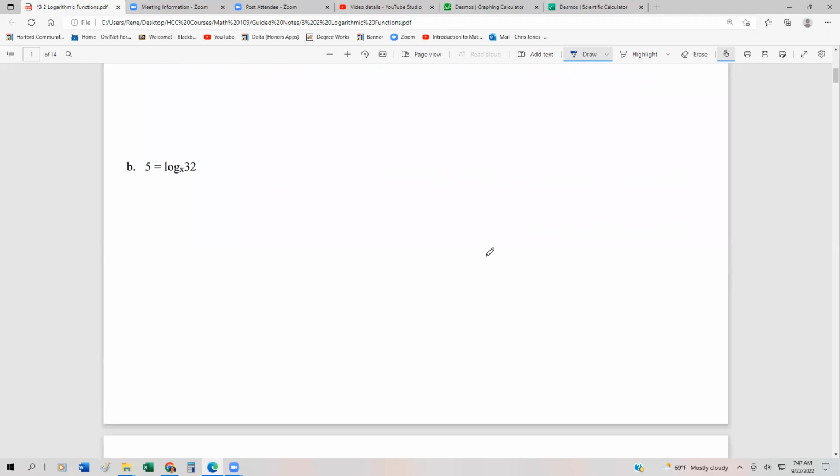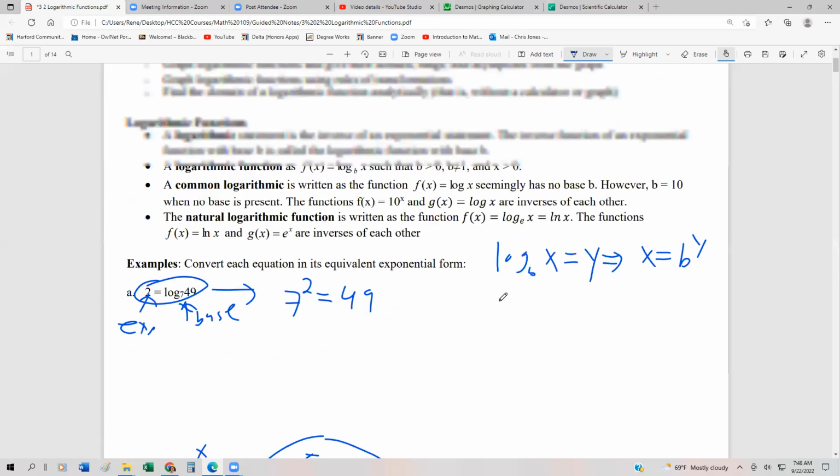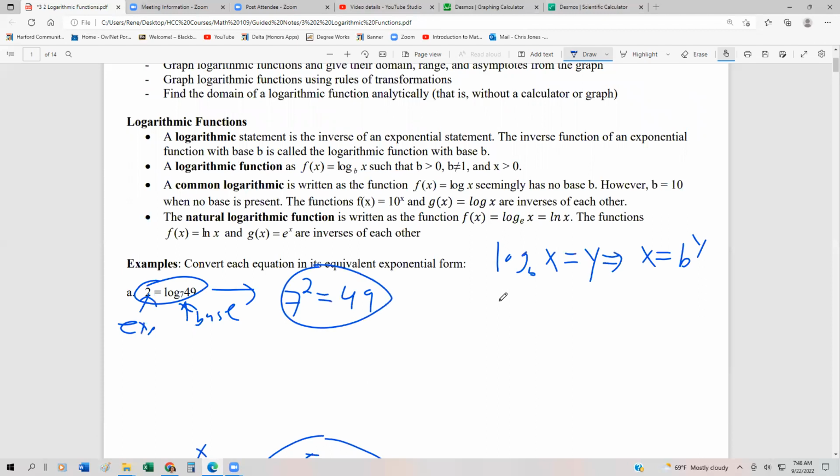5 equals log base x of 32, okay? So our base is x, that's our b. 5 is our y, which is going to be our exponent. And so this just translates into base x and exponent 5. The 32 stays where it is, since 32 in our formula is x. Okay, so this is it. That's all we're asking you to do to convert back and forth between exponential and logarithmic form.